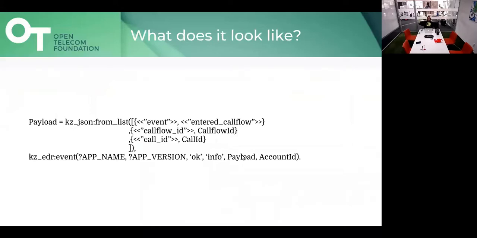We've tried to make it really easy to send these events. So here's an example event in Erlang and how you would send it. So basically, it's just a JSON object. You say what app is sending it, what version. You give it a severity and a verbosity, and you can optionally give it an account ID if it relates to a specific account.